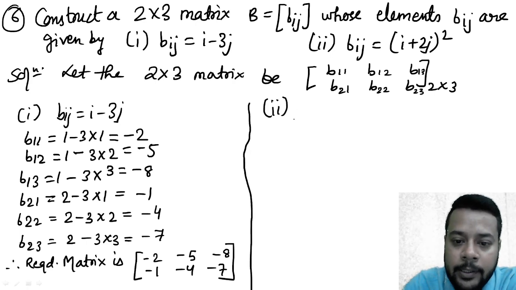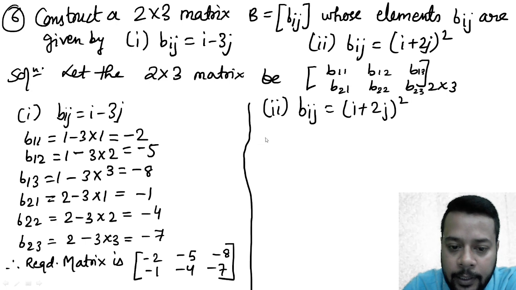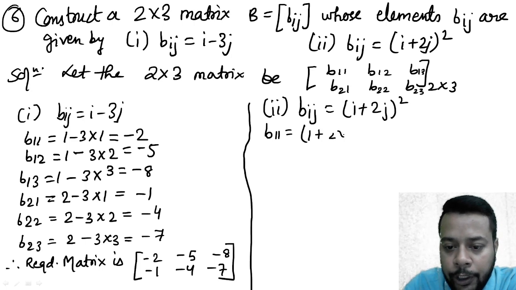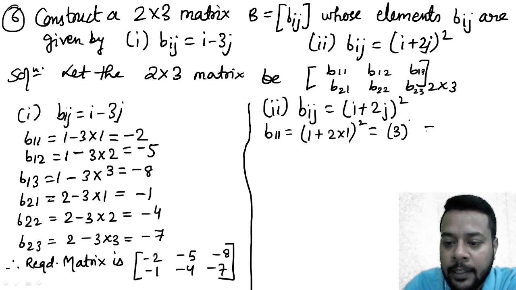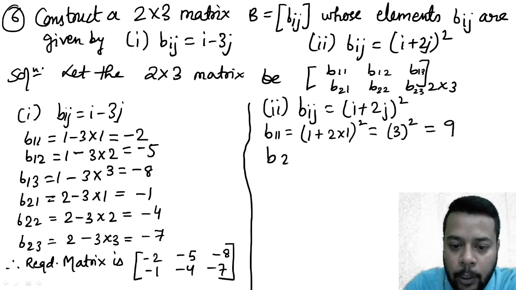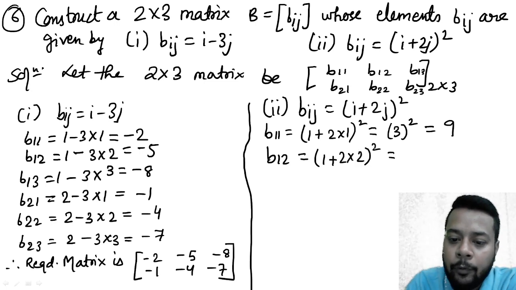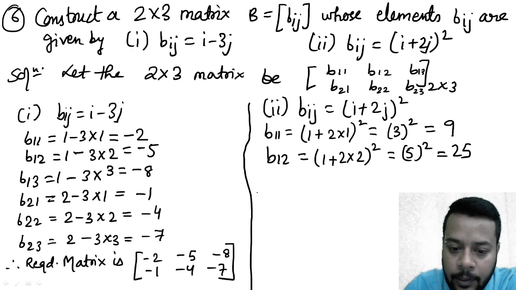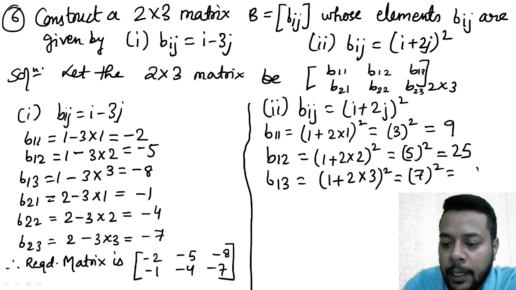In subpart 2 they told us that Bij is equal to I plus 2j whole square, right? So what will be the value of B11 here? 1 plus 2 into 1 whole square. That is 1 plus 2, 3, 3 square, that is 9. If I talk about B12, it will be 1 plus 2 into 2 whole square, 1 plus 4, 5, 5 square, that is 25. B13 will be 1 plus 2 into 3 whole square, that is 7 square, that is 49.